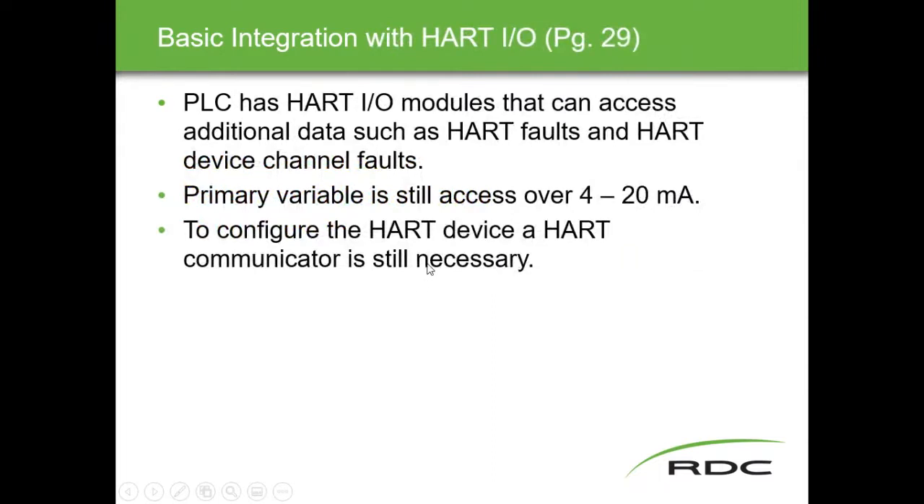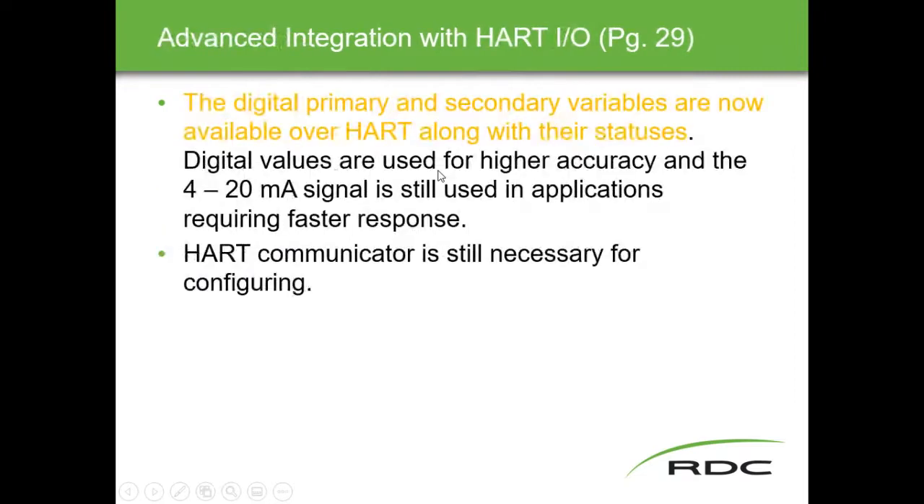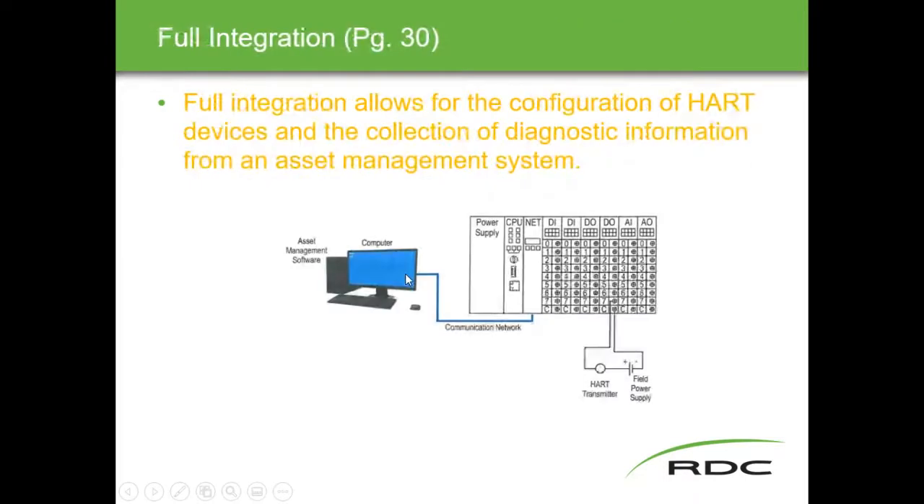Okay, basic integration with HART IO. That basically just means that it has, like I said earlier, these HART IO modules that can access that additional data, such as faults and status and things of that nature. The primary variable with HART IO is still accessed over 4 to 20. We still need to use the communicator to configure. Advanced integration with HART IO: digital primary and secondary variables now come into play along with all that other status data. Okay, we still need the HART communicator to do all of this stuff.